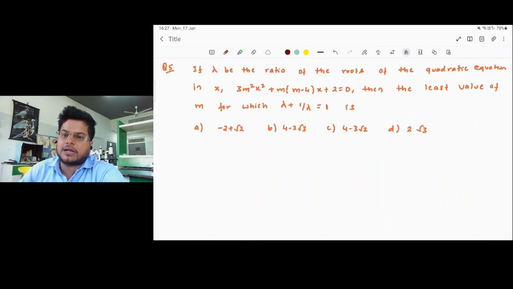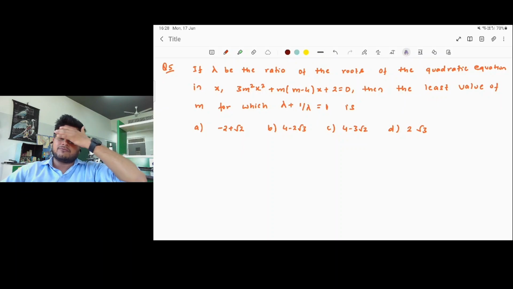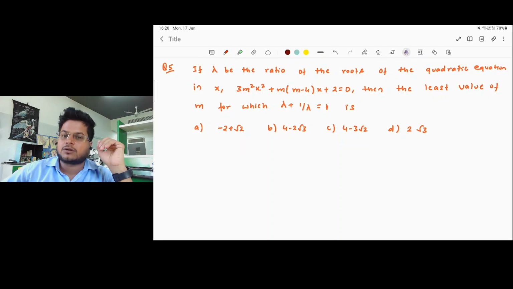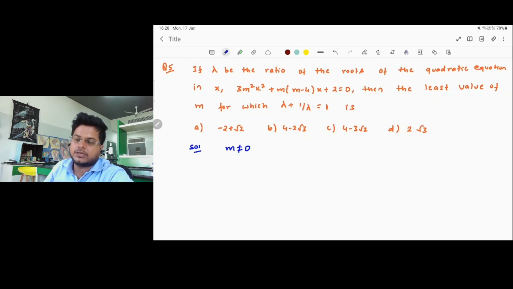The second question is: if lambda is the ratio of the roots of the quadratic equation, some equation is given, and then they're asking the least value of m for which lambda plus 1 by lambda equals 1. Now the first information that we can generate from here is that the moment they have mentioned it is a quadratic equation, it means the coefficient of x square cannot be 0. So the first information that I can list down here is m is definitely not going to be equal to 0, right?